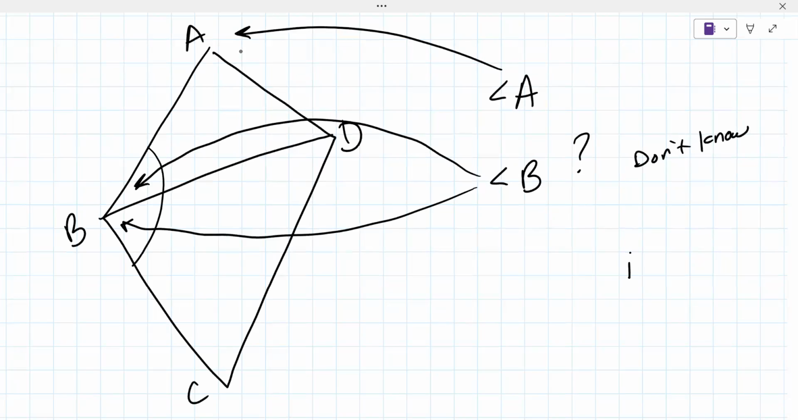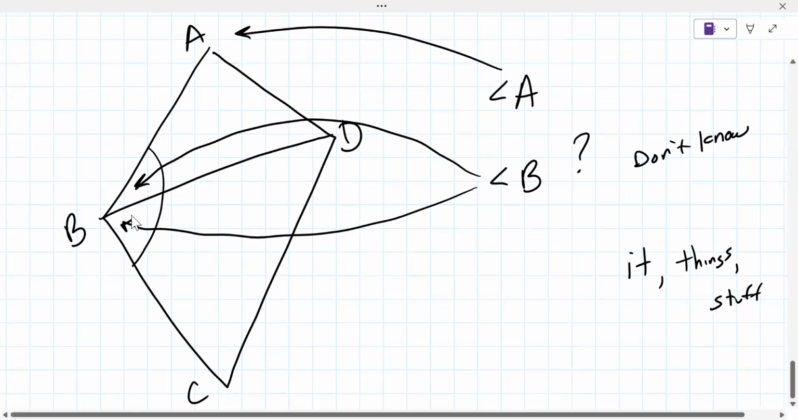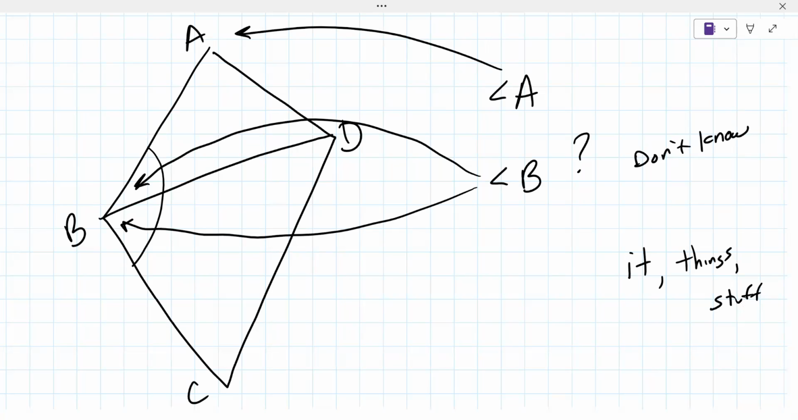It's kind of like when we say the word it or things or stuff, like we're not specific enough. And that's what's going on here: you don't know whether B means the whole angle, this part over here, or this part above here. We're not sure. So to avoid confusion, that's why you are supposed to use three letters.